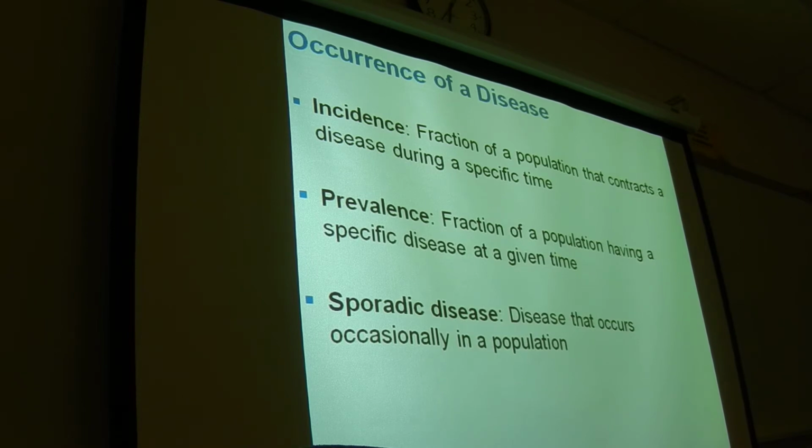All right, so a couple more. I know there's a lot of these definitions, but they're important in order to set up the rest of the course here. So incidence versus prevalence. The incidence of a disease is the fraction of a population that contracts a disease during a specific time. So if I said, how many people got the flu in the last 3 months, that would be the incidence. So I've given you a specific time frame, how many people got the disease in that time frame.